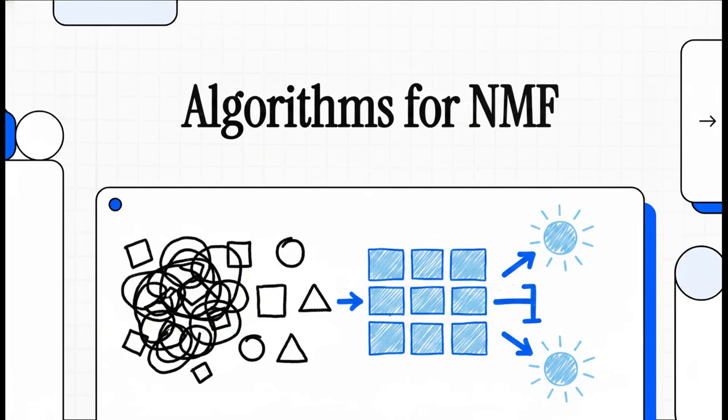All right, welcome to this explainer. Today we're unpacking a truly foundational piece of machine learning history. We are looking at the landmark paper, Algorithms for Non-Negative Matrix Factorization. This was published back in the year 2000 by Daniel Lee and Sebastian Seung.